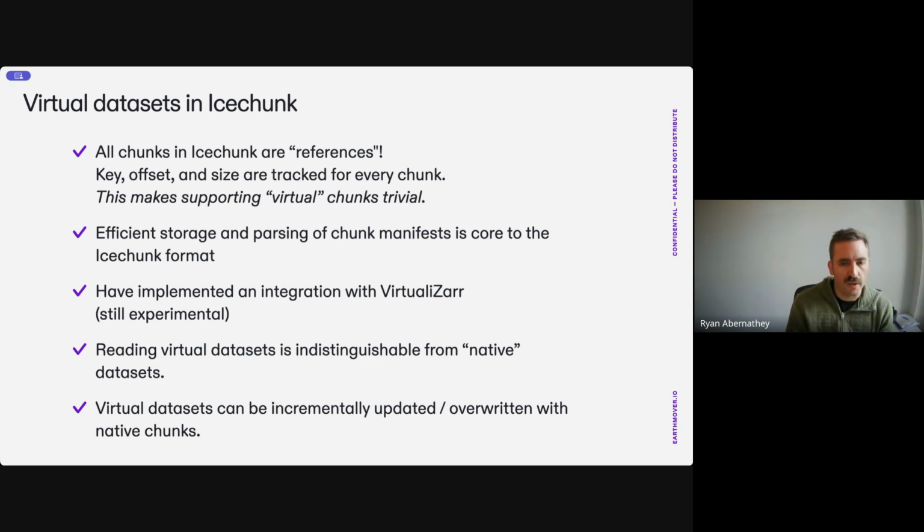From a reader's point of view, reading virtual datasets is indistinguishable from native datasets. Reading those datasets, you don't even know as a user that you're using a virtual dataset as opposed to a native dataset. And those virtual datasets can be incrementally updated or overwritten with native chunks, one chunk at a time. So the cool use case there is you could start with a virtual dataset pointing to some existing data, and then you could incrementally change the metadata, add new metadata, update some of the variables, update some coordinates, and evolve those datasets up until the point where maybe you're no longer even pointing at the original file that you started with.